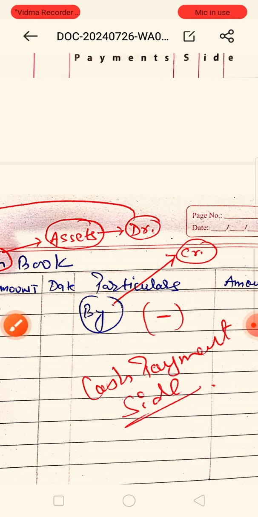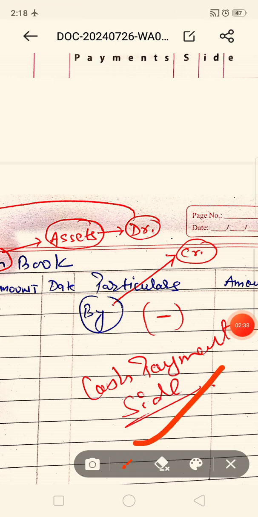And the By side is the cash payment side, my dear student. It means if money comes in, where will we write? We will write in the To side. If money goes out, we will write in the By side, my dear student. So if there is a cash dealing and transaction, then it will be recorded. If there is a credit dealing and transaction, then we will not record it, my dear student. So we will see whether cash is coming or cash is going. We will check what is the flow of cash. If cash is inflow, then we will write in the debit side, the To side. And if cash is outflow, then we will write in the By side, the credit side, my dear student.